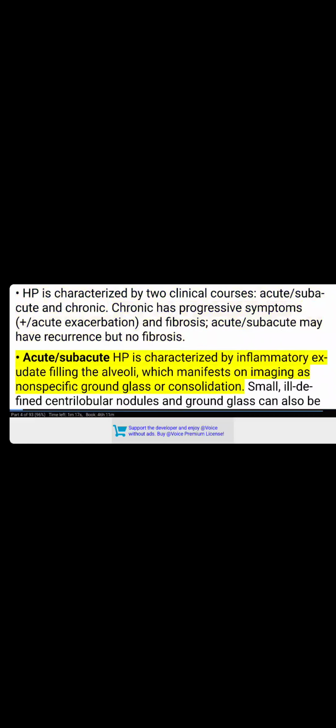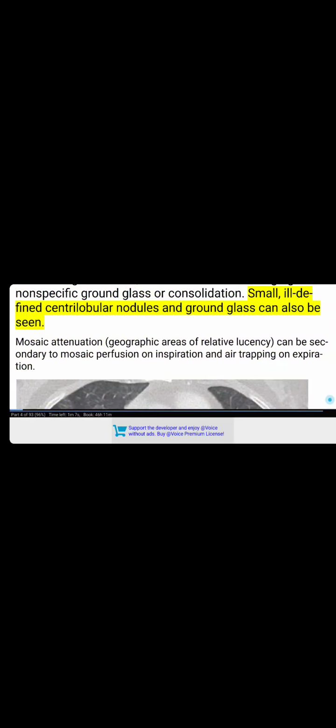Acute, subacute HP is characterized by inflammatory exudate filling the alveoli, which manifests on imaging as nonspecific ground glass or consolidation. Small, ill-defined centrilobular nodules and ground glass can also be seen. Mosaic attenuation, geographic areas of relative lucency, can be secondary to mosaic perfusion on inspiration and air trapping on expiration.